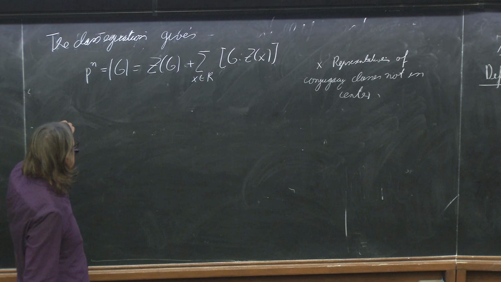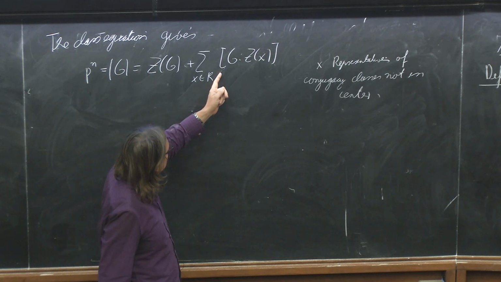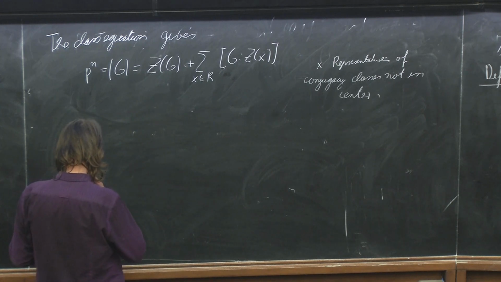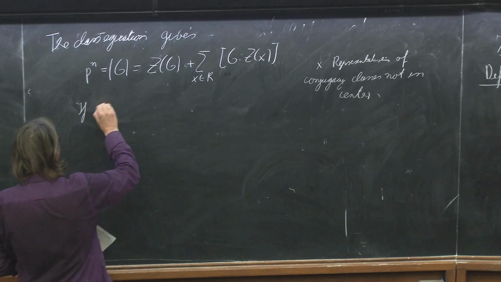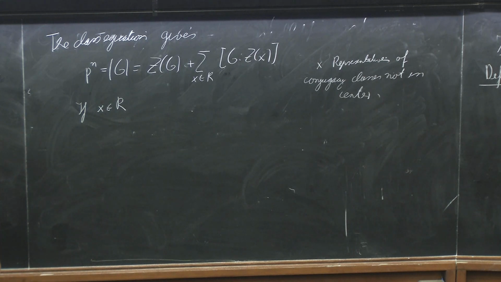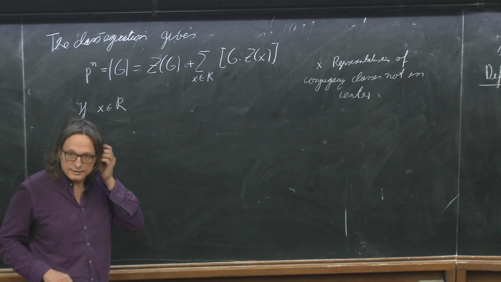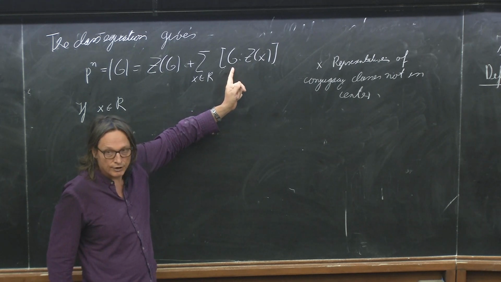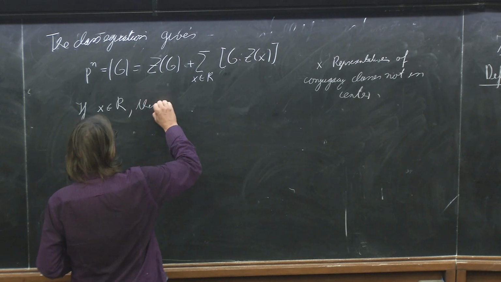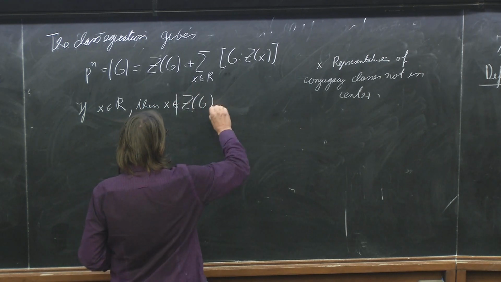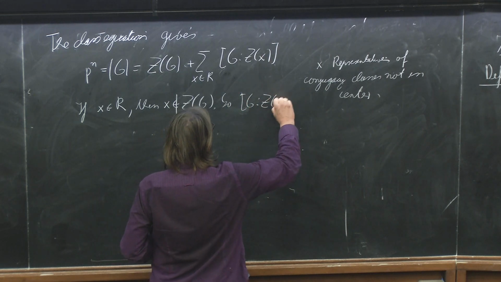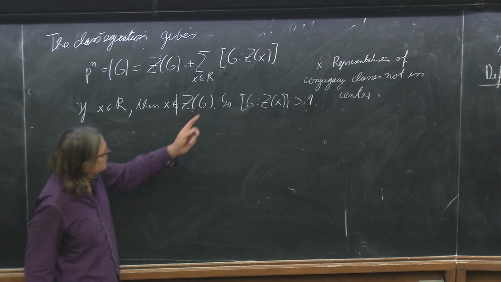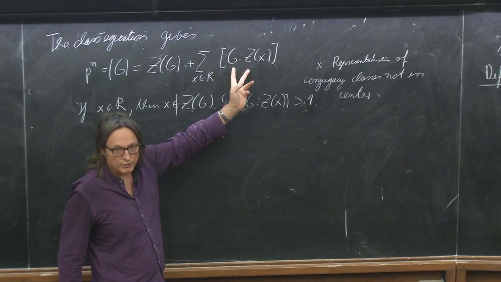But now let's look at this. So this is a power of p. Here I claim that if x is an element in R, then it means that x does not lie in the center. So it doesn't commute with every element in G. So in particular, its centralizer is not the whole of G. And so the index of this subgroup is bigger than 1. But the centralizer of x is a subgroup, so this index must be a power of p. So it's a positive power of p.